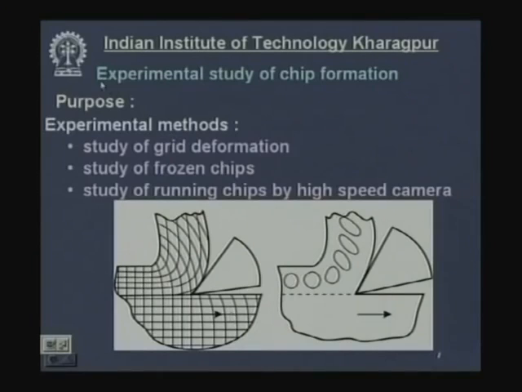Now, let us see the next, experimental study of chip formation. Why is some experimental study necessary? Because the chip that is formed is a kind of mechanical failure, because it is a permanent deformation of the tool material, work material. So, it is a kind of failure.